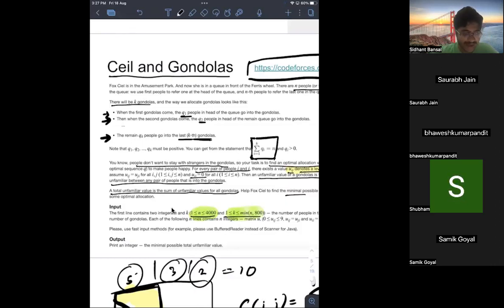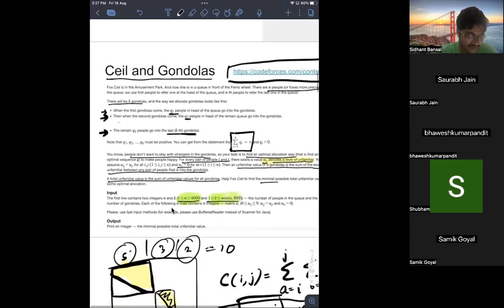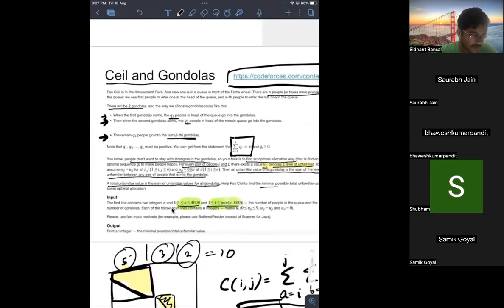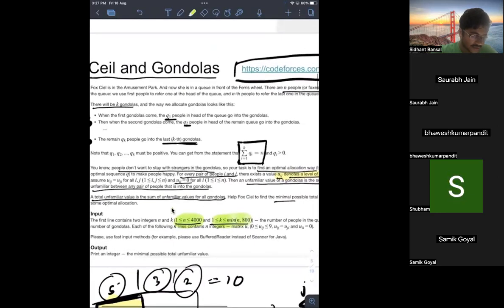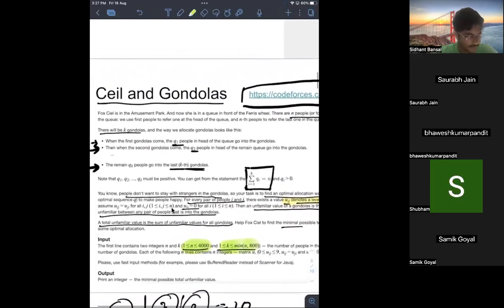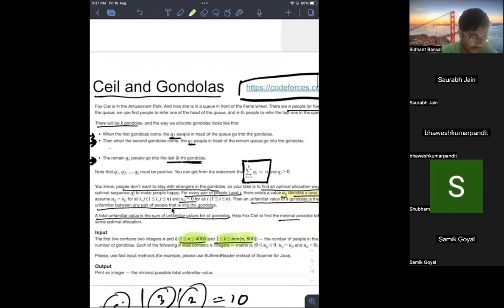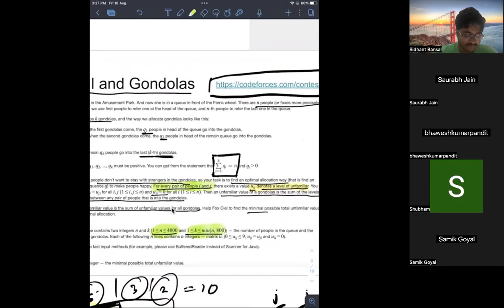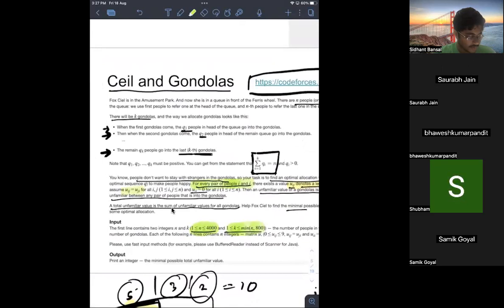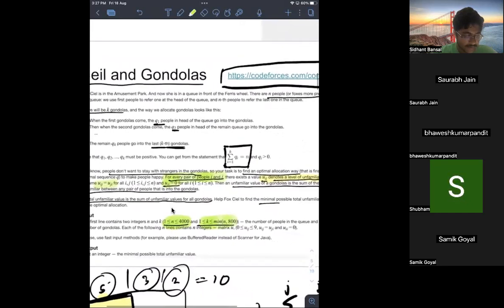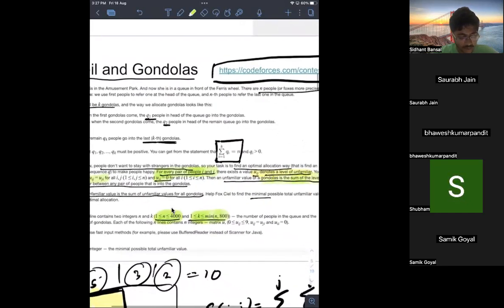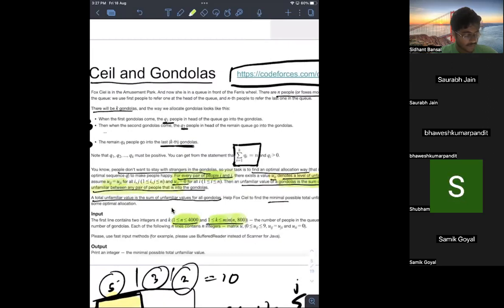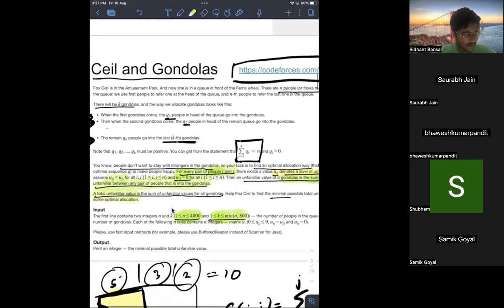What is the cost of allocating people in some way, or splitting people in a specific way? It is this particular line. People don't want to stay with strangers in the gondola, so your task is to find an optimal allocation, that is, find an optimal sequence Q to make people happy. For every pair of people I and J, there exists a value Uij to denote their level of unfamiliarity. You can assume symmetry, and you can assume reflexive, that Uii is 0. Then for a given gondola, the cost is the sum of all the unfamiliarity between every pair. Total unfamiliarity is the sum of all the unfamiliarity over all the gondolas.